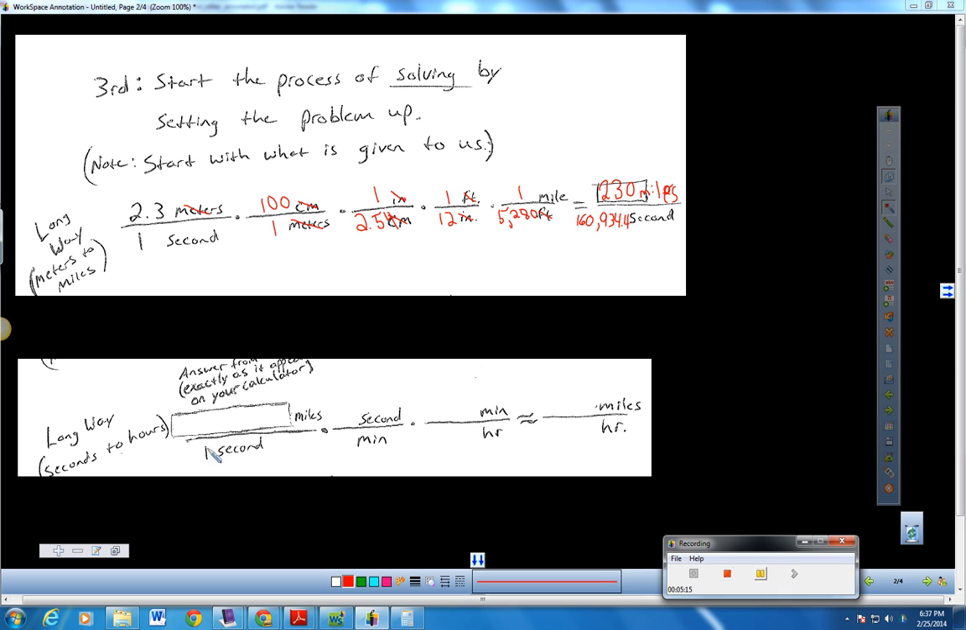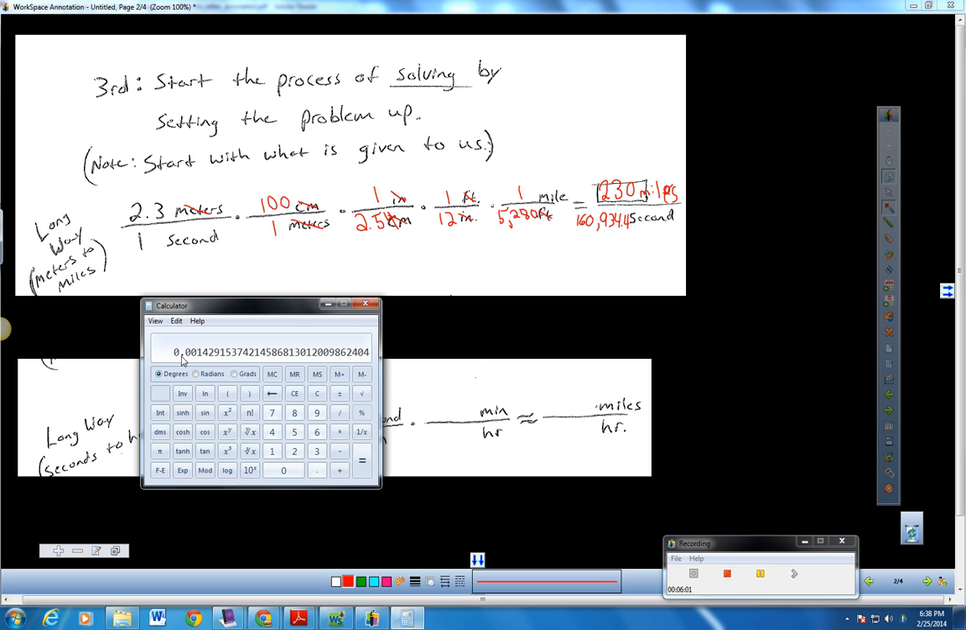I really don't want to put 1 second there, and the reason why is if I divide these, I could put 1 second there, but watch what happens when I divide those. It comes out to a nasty decimal, which is how many miles you would travel in 1 second. In 1 second, if you were traveling 2.3 meters per second, you would travel almost 1.5 thousandths. That's 1.5 thousandths of a mile in 1 second. So that's why we want to convert it to something we understand, like miles per hour.